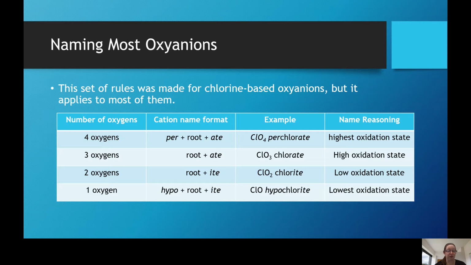Hypovolemic is low blood pressure. So hypo is a very common science term to mean something that's very low or below normal. So we're going to use hypo, the root, and then the suffix ite from the previous one there. So ClO is hypochlorite, and this just means that this particular chlorine oxyanion is in its lowest oxidation state. Okay, so it has the least number of oxygens on it.